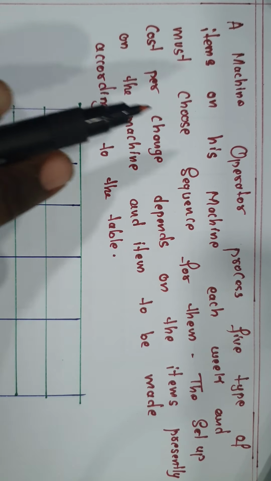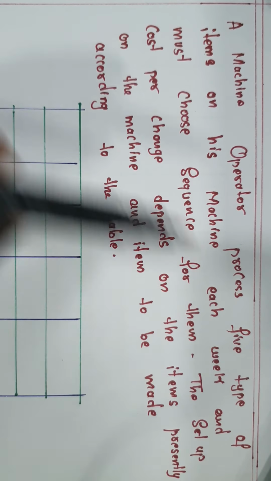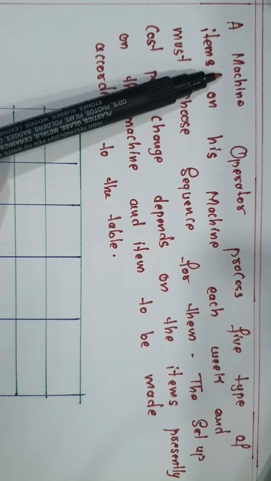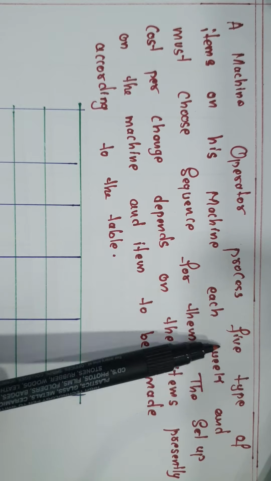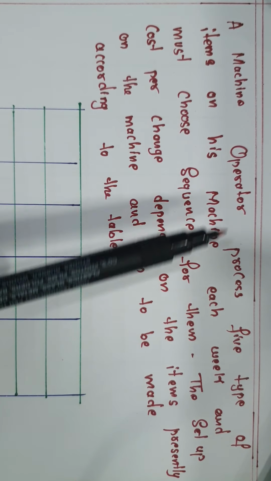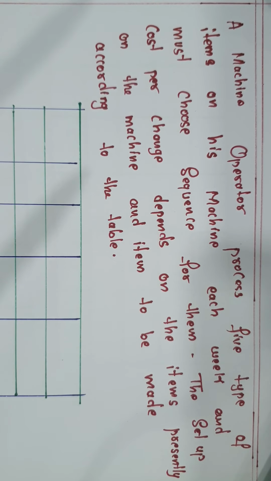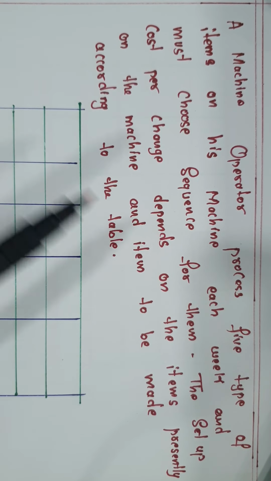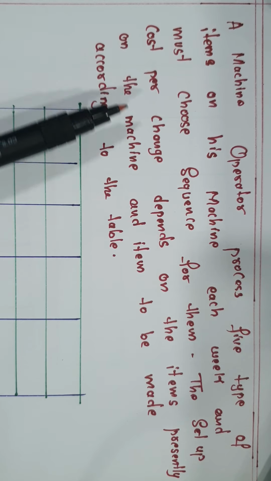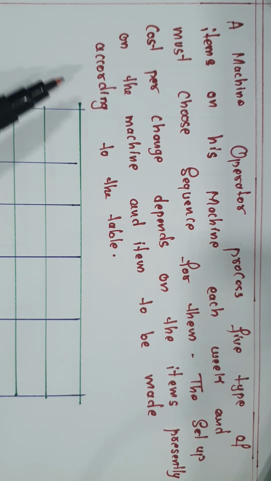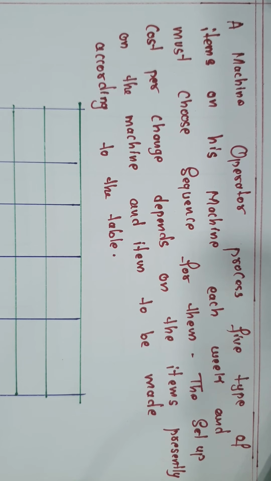So here, a machine operating process has 5 types of items. How many types of items are there here? As you can see, a machine operates on 5 types of items each week and must choose a sequence for them. The setup cost per change depends upon the item currently on the machine and the item to be made, according to the table.